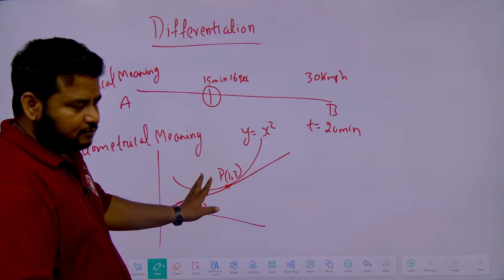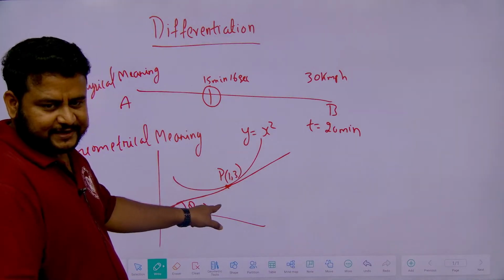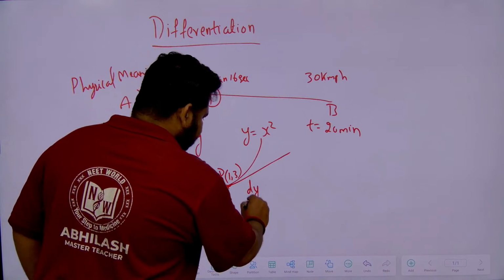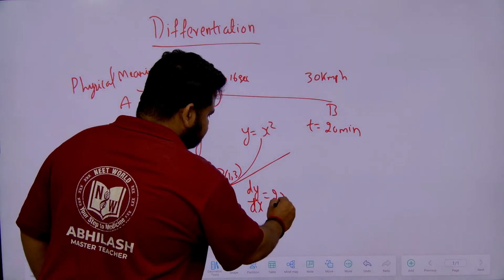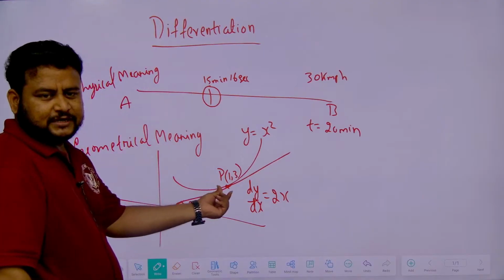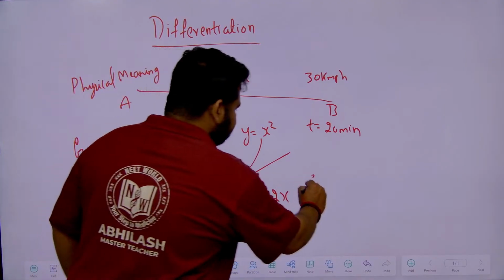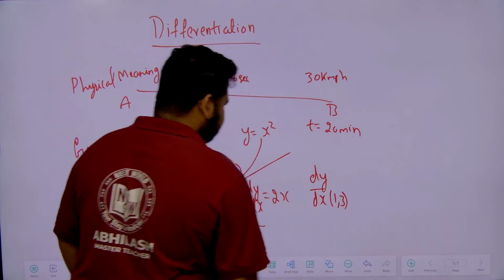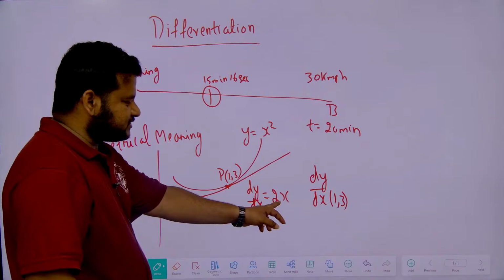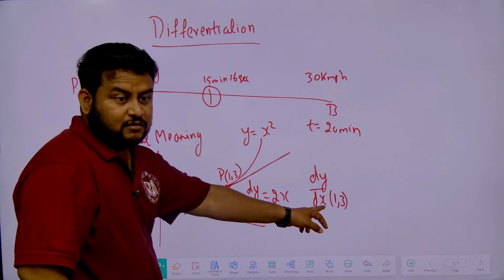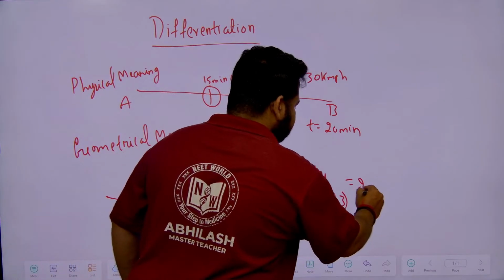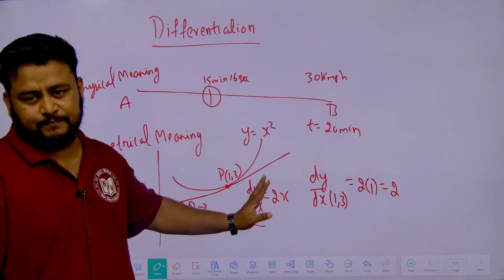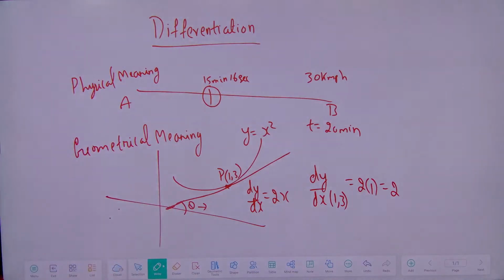What you will do, first you will do dy by dx. dy by dx will be equal to 2x. But we want it at which point? This point. So you will do dy by dx at point P. Point P is 1 comma 3. Here what is the value of x? The x value is 1. So you put the value of x as 1: 2 into 1, so that will be equal to 2. This is the slope of the tangent. The slope is equal to 2. So this is the geometrical meaning.